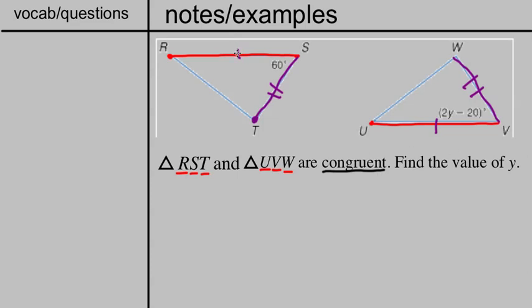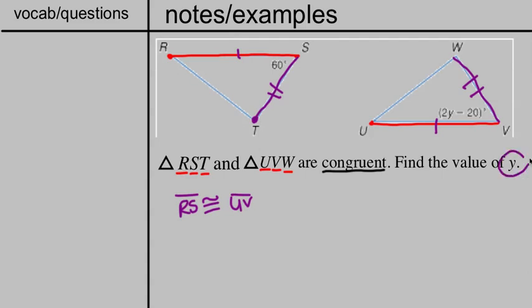Now, I know that this side, side RS, is congruent to side UV. Now, I don't have to list all of the congruences here. I just wanted to show you that this is what I know, based on what it told me. I also know that this side here, ST, is congruent to VW, and WU is congruent to TR.